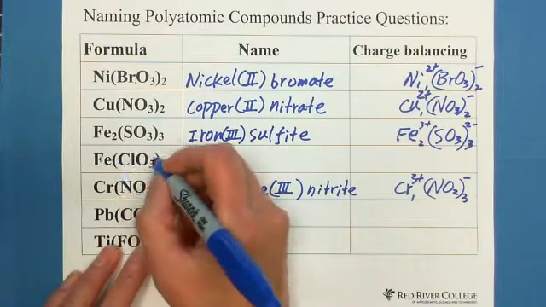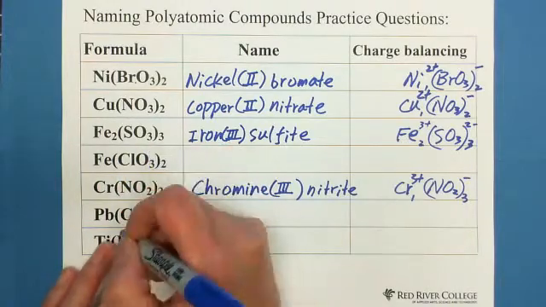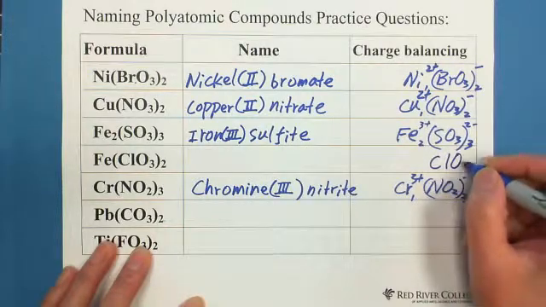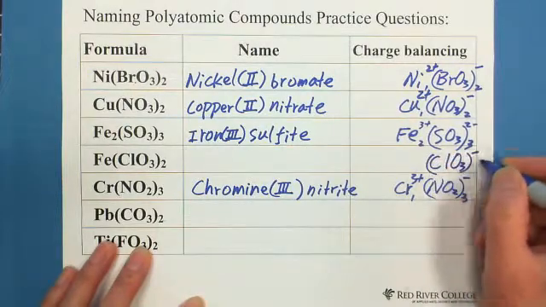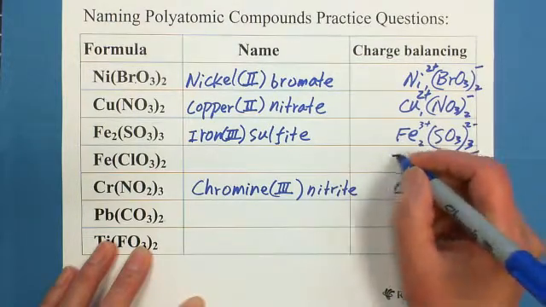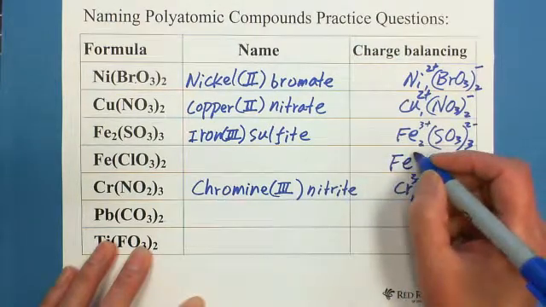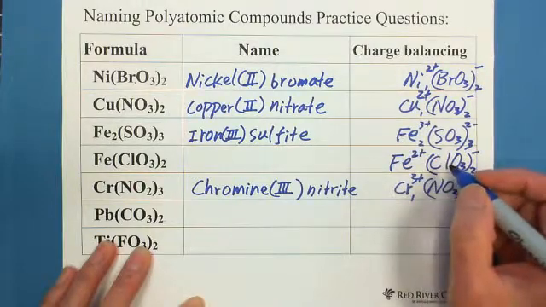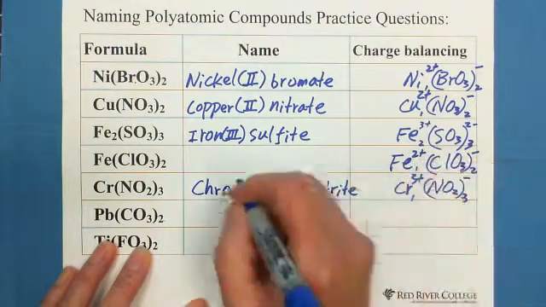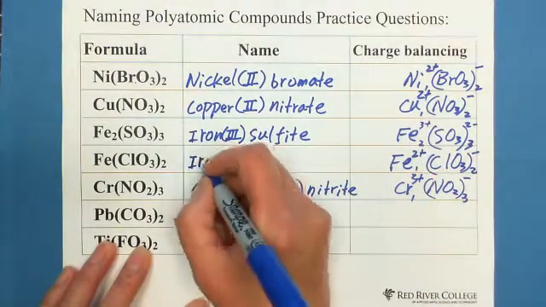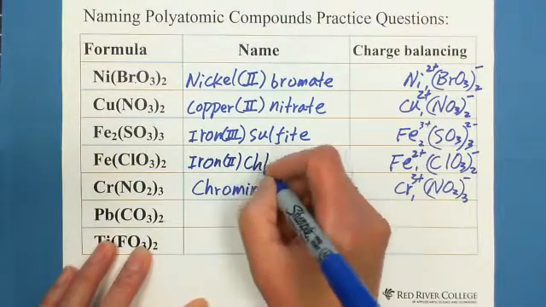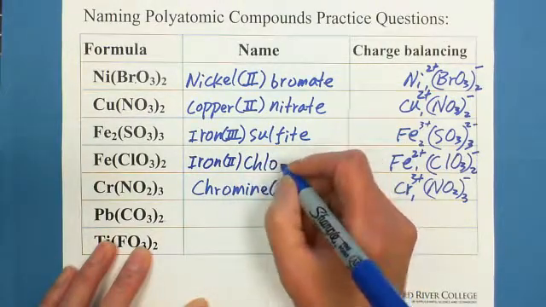And the next is ClO3. We know chlorate is -1. So ClO3 is -1. You have 2 ions, total is -2. So Fe needs +2 to balance. Right? 1 subscript means 1. So +2. That's why this is iron(II) chlorate.